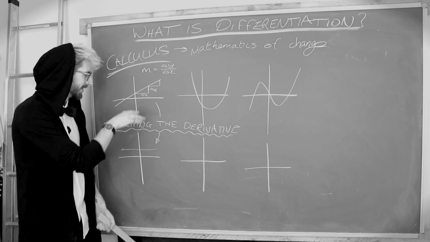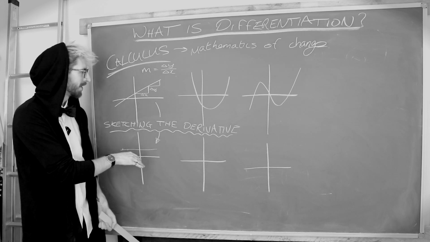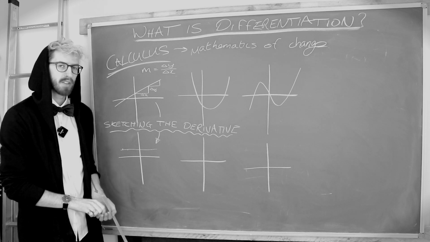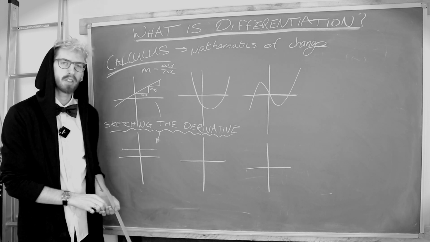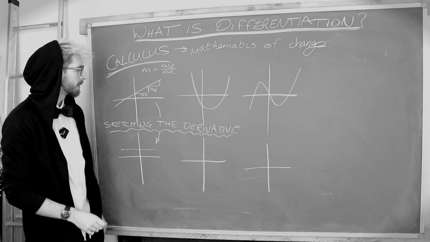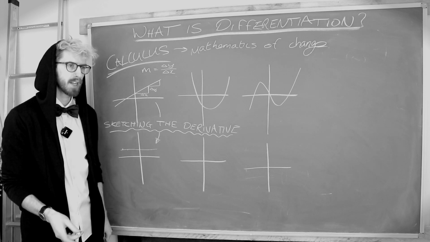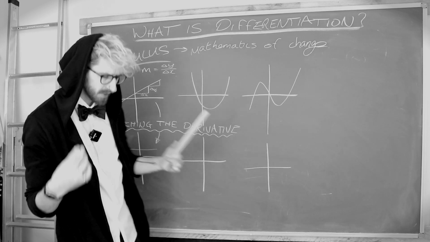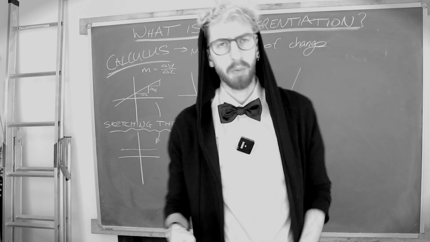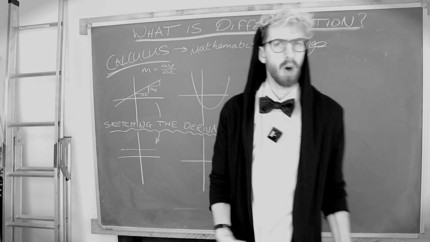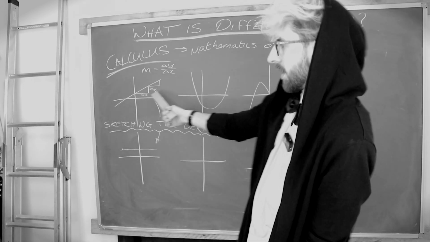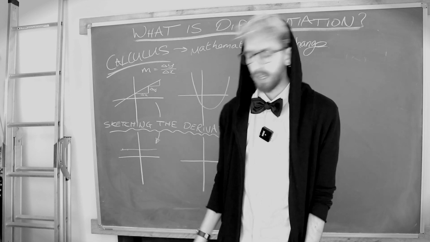Sketching the derivative. This is the derivative of that. And I'm going to make a little note. What is the derivative? Well, it's the gradient. Specifically, it's called the gradient function. Now, if we look at a line like this, you might be like, why is it a gradient function? It's just a number. It's constant everywhere.